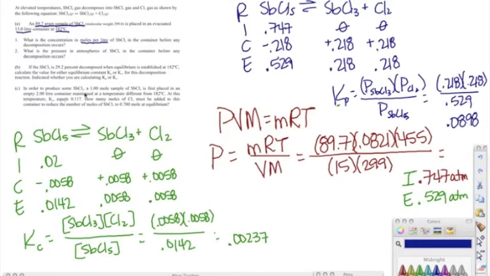Let's see what else we got here. In order to produce some SbCl5, a 1 mole sample of SbCl3 is first placed in an empty 2-liter container maintained at a different temperature. So that means our K's no longer apply because our temperature is different. And at this temperature, oh look at that, they're nice enough to give us K. So how many moles of Cl2 must be added to this container to reduce the number of moles of SbCl3 to 0.7 moles at equilibrium?